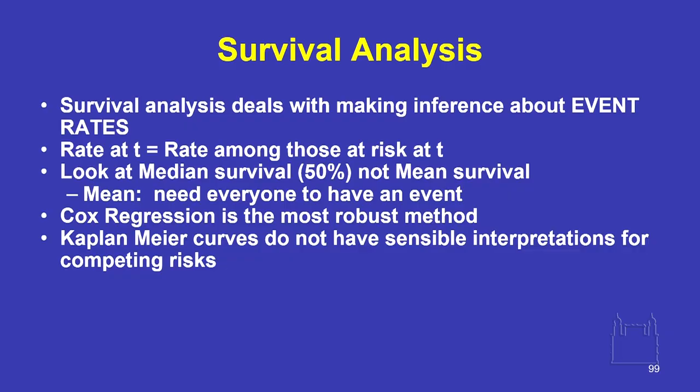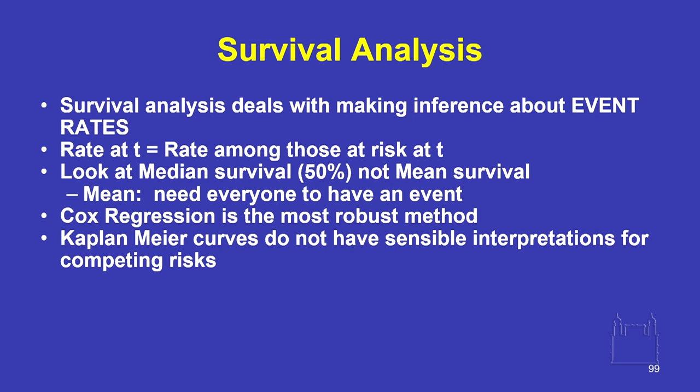Okay. Here's your conclusion. This is everything you need to know about survival analysis in 10 slides. I talk for an hour and a half. 10 slides will be done. Survival is about inference on event rates. So focus on that. Survival is about drawing inference about event rates. That rate, you want to be the rate among people who are at risk at time T. You will be looking at median survival, not mean survival. Cox regression is your most robust method. Kaplan-Meier curves do not have sensible interpretations for competing risks. That will answer a lot of questions right there.